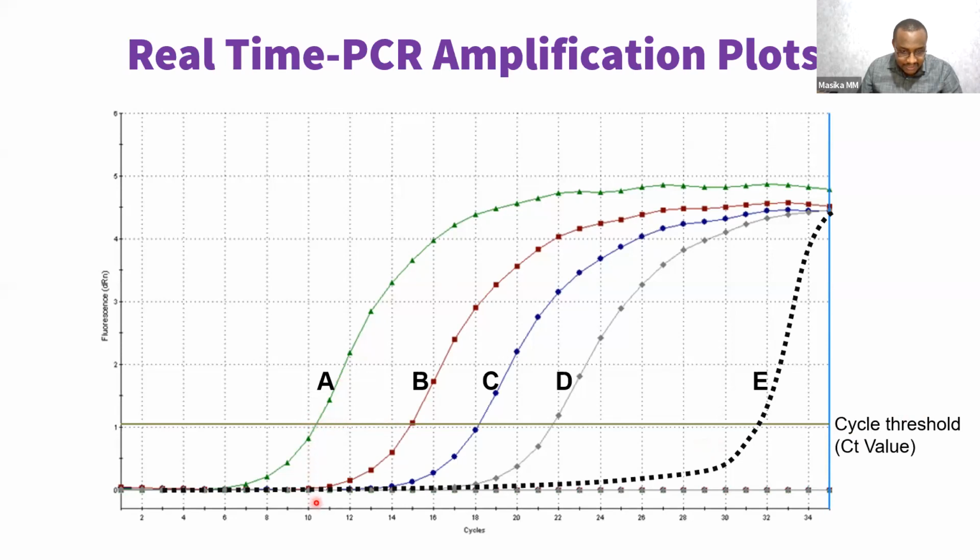And this is around 10, or 11. For B, it crosses the line at 15. So the CT value for B is 15. And those are just cycles. It crosses the value at the 15th cycle. The C crosses this line at the 18th cycle. D crosses the threshold at the 22nd cycle. And remember, the earlier it crosses, the more the viral load. So if something crosses at the 10th cycle, it has a CT value of 10. It has a higher viral load than this one that is crossing at 22. I hope that is clear.